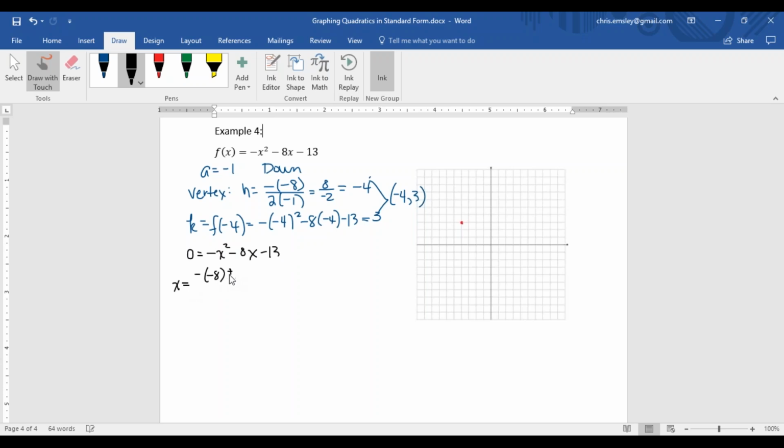x equals negative b plus or minus the square root of b² minus 4 times a times c. Lots of negative signs in there, watch your signs. All divided by 2 times a. So we do some simplifying. We get 8 plus or minus the square root of 64 minus 52, all divided by -2.